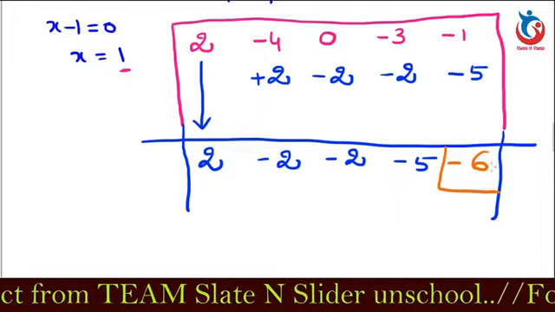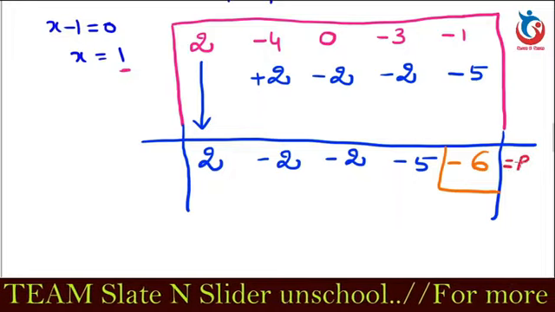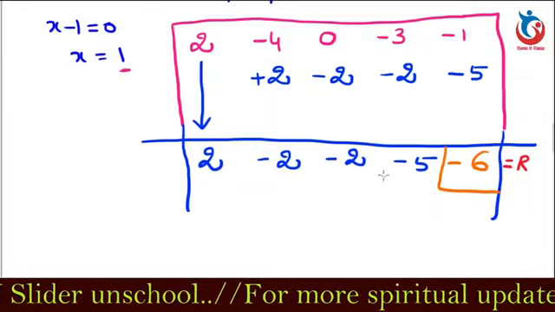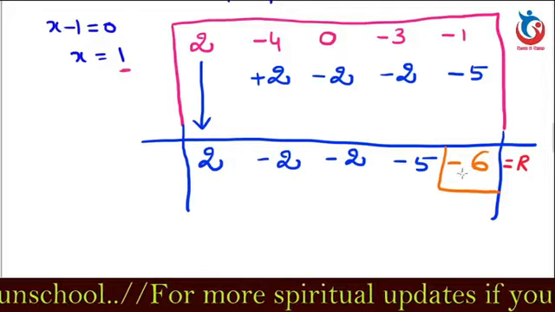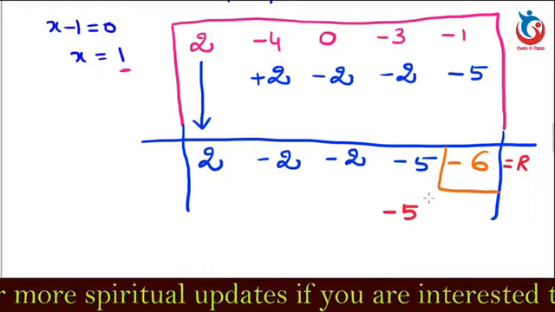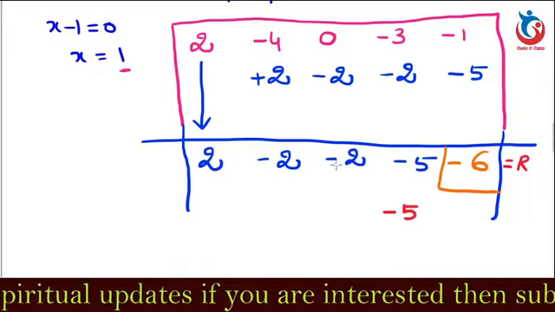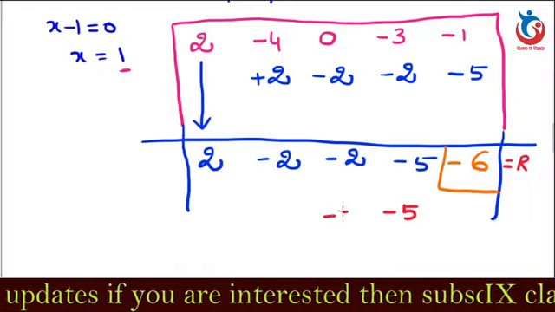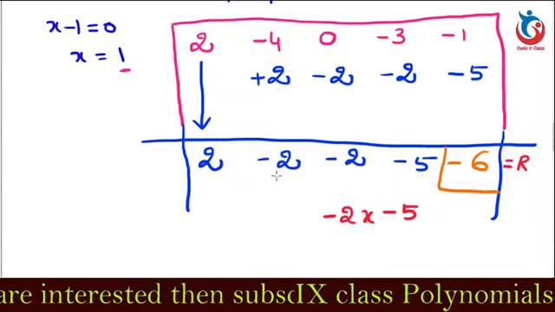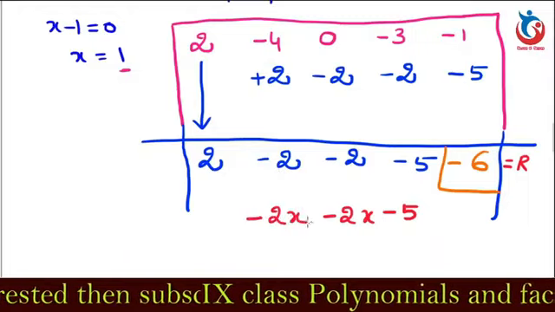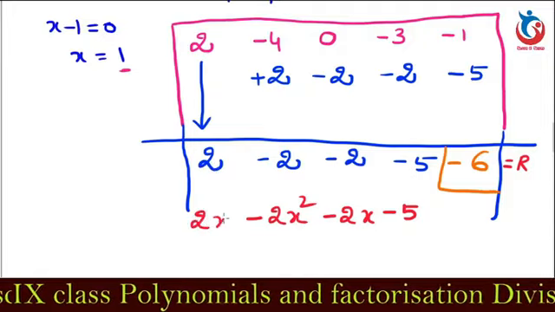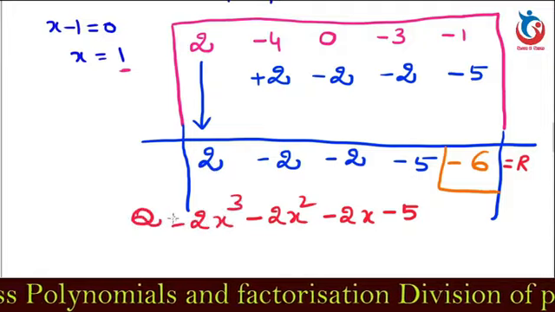So this is the remainder. I will write this is equal to R. And the remaining terms are the quotient. Leaving the remainder, this minus 5 is the constant. The number before the constant is the coefficient of the x term, so that is minus 2x. After the x term we get the x square term, so minus 2x square. And after that the x cube term, so 2x cube. So this is called the quotient.